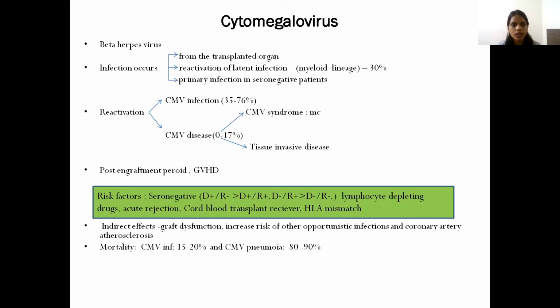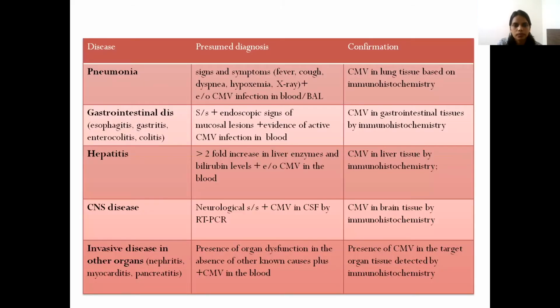The mortality of CMV infection is around 15 to 20%, and CMV pneumonia is associated with a higher mortality of up to 80%. So they can show a variety of tissue invasive diseases. It can be pneumonia, any GI disease, hepatitis, CNS disease, or nephritis and pancreatitis.